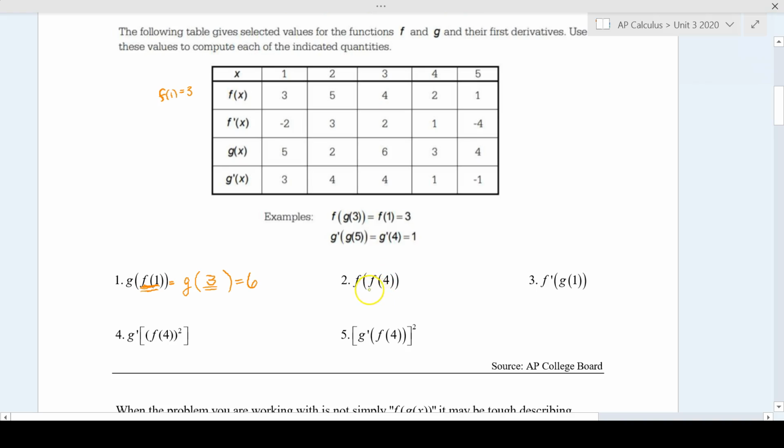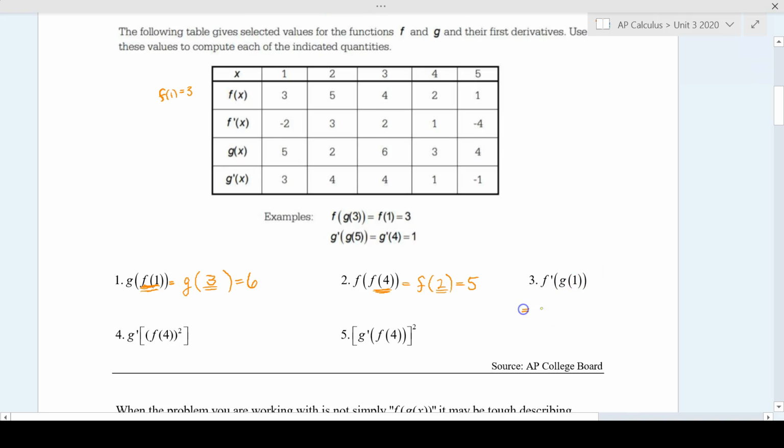Inside to outside. So the inside function, or the inner function, looks like f of 4. F of 4 is 2, so I need to do f of 2. This 2 represents f of 4, but now I just need to compute f of 2. So go up to 2. F of 2 is 5.